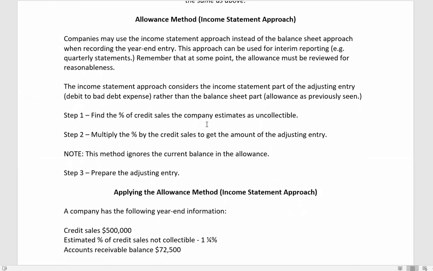The income statement method says how much do we want in bad debt expense, and that's what drives the journal entry. Okay? All right, so when you're using the income statement approach, it's actually a little simpler, because what you do is you find the percentage of credit sales that the company estimates as uncollectible, and then you multiply that by the credit sales to get the amount of the adjusting entry. It ignores the current balance in the allowance. A little tricky, because in real life you do have to make sure that your allowance is a reasonable amount, but for now we're going to just ignore the balance in there.